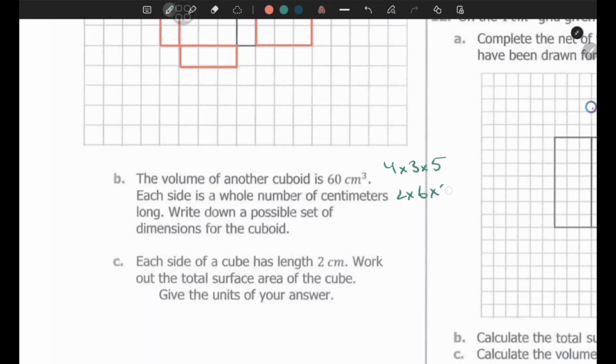So we can have 4 multiplied by 3 multiplied by 5, or we can have 2 multiplied by 6 multiplied by 5, or we can have 15 multiplied by 2 multiplied by 2. So any of these would be viable.